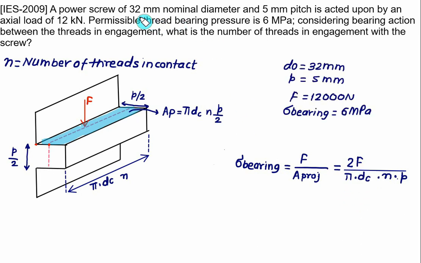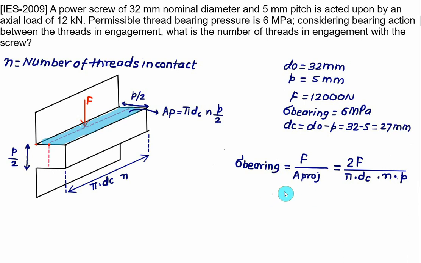So we need to calculate here the value of core diameter first. We have nominal diameter is given as 32, so we have D0 is equal to 32 mm, pitch is given as 5 mm, the axial load is given as 12 kilonewton, which is 12,000, and we have given the bearing pressure P bearing equal to 6 megapascal. So the core diameter will be equal to DC is same as D0 minus pitch, that equal to 32 minus 5 is equal to 27 mm.